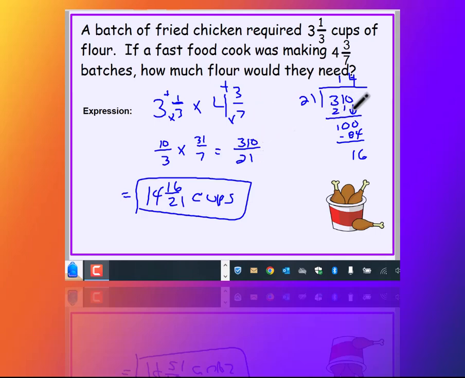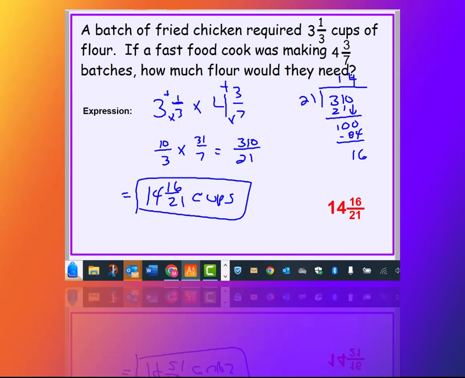Go ahead and change it back to a mixed number, and you get 14 and 16/21. 14 and 16 out of 21 cups of flour. And that is correct. How did you do?